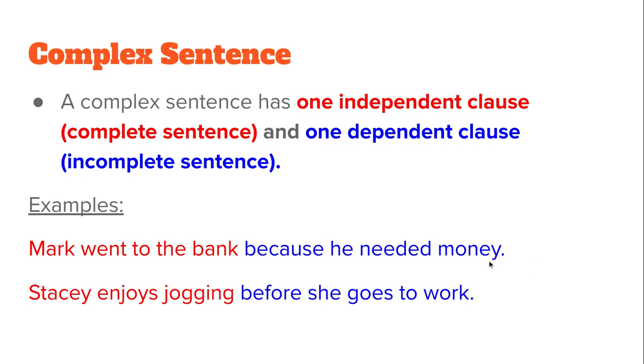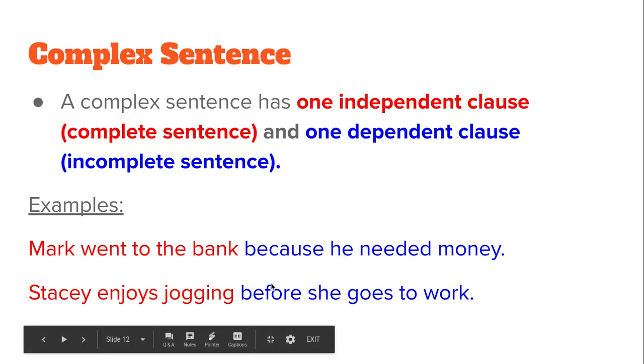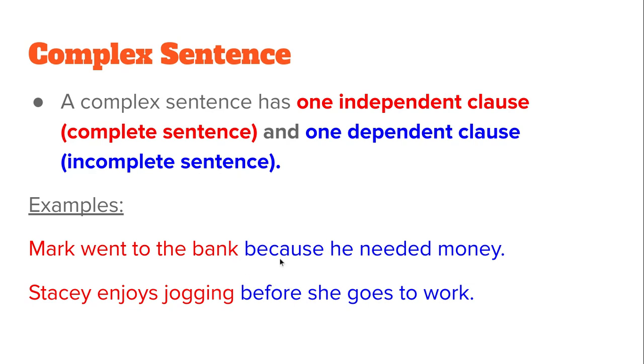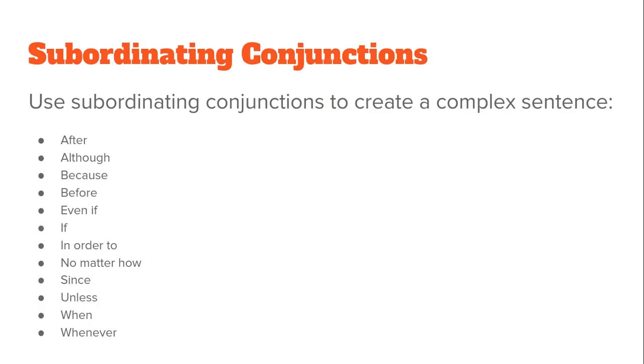And just a reminder, in order to be a clause, it has to have a subject and a predicate. I could say Stacy enjoys jogging before work, but it'd just be a simple sentence. Because I have before she goes to work, I have a subject and a verb, it has become a clause. But because of this lovely conjunction up at the top here, it becomes a dependent clause instead of independent.